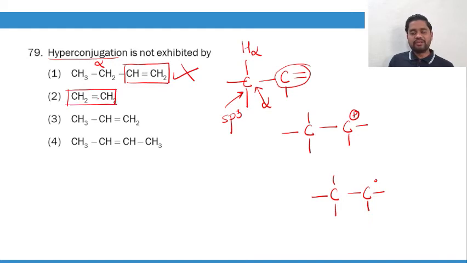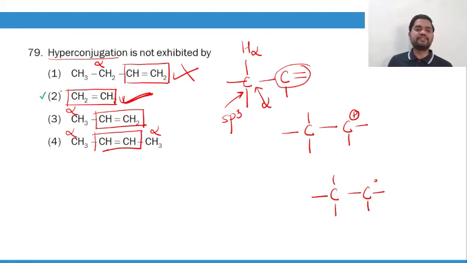We just have a double bond, there is no alpha carbon, that means there is no alpha hydrogen, and no alpha hydrogen means no hyperconjugation. This will be the right answer. Question number 79, option number 2 is the right answer. Over here also, see, this is a main group, this is an alpha carbon, so it shows alpha hydrogen. Main group, alpha carbon, that means it can show hyperconjugation. Hence this is not the right answer.